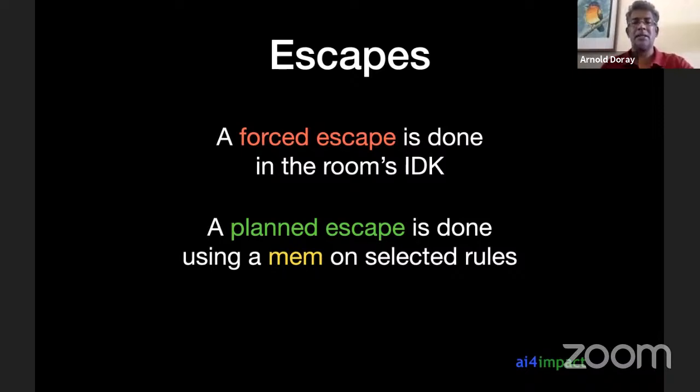Another method, if you don't want to use mems, is that on the selected rules in which you want to do the escape, you can have an alternative in your A, which also puts in a button or something like that, saying, do you want to know about city tours?